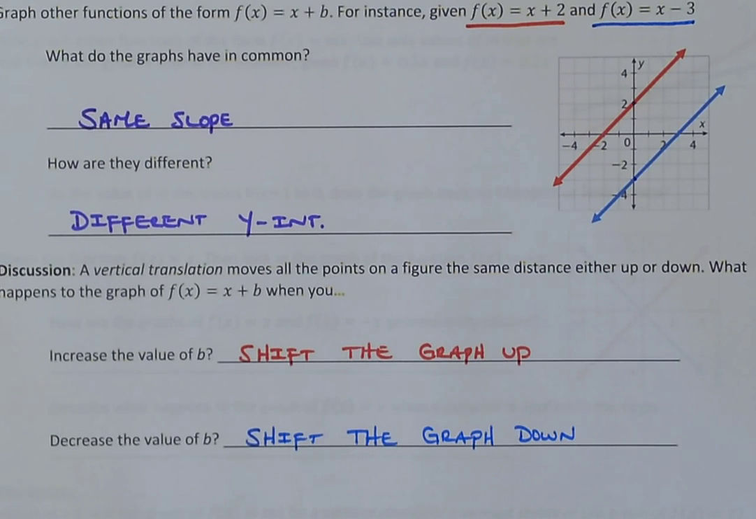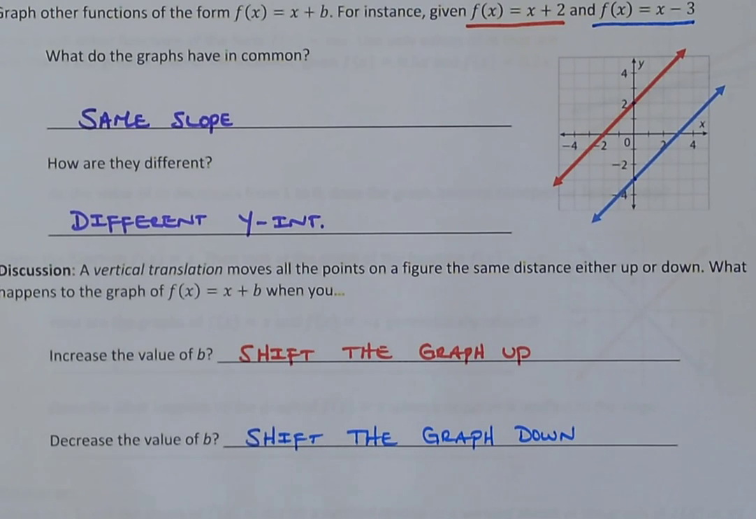Whenever we're talking about x plus or minus a number, if that number gets bigger, it goes up. If it gets smaller, it goes down. So let's say we started with the equation f of x equals x plus 7. And I want you to shift that graph down 2 units. That means you would take that 7, you're going to decrease it by 2, which would make it 5, so it would become x plus 5.